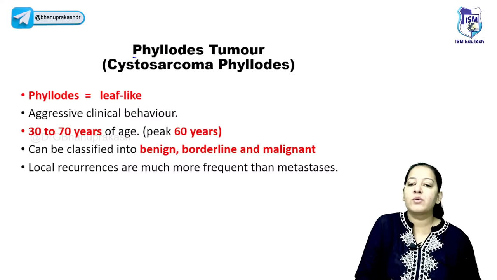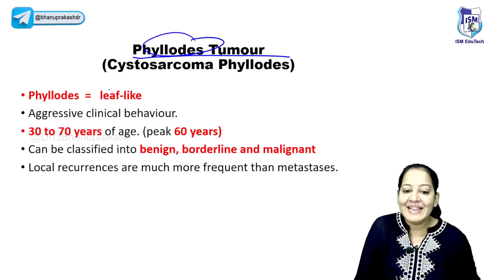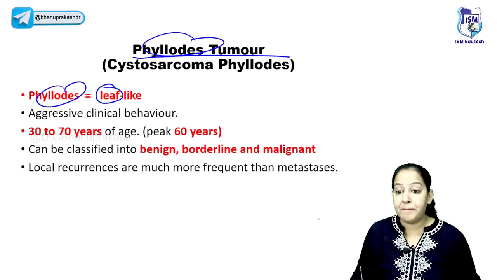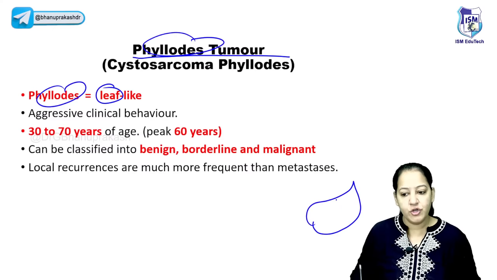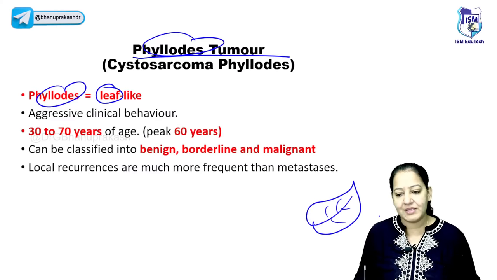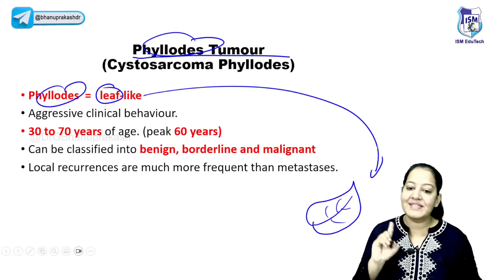The second stromal tumor is known as phylloids tumor. What do you mean by phylloids? The term phylloids means leaf. Have you seen a leaf on a plant? What is the shape of a leaf? It's something like that. So here the tumor is like a leaf. That's why it is known as phylloids. The meaning of phylloids is leaf-like.